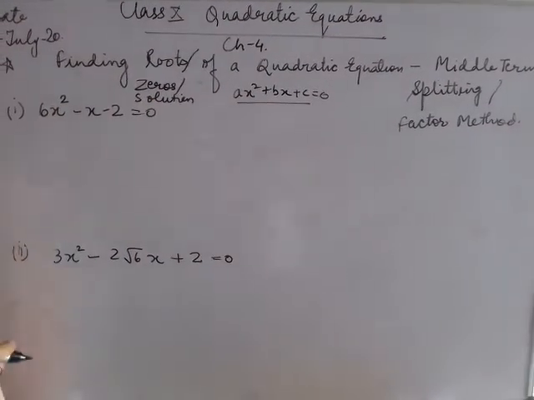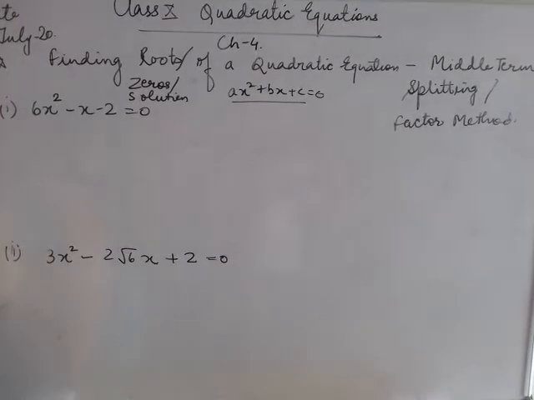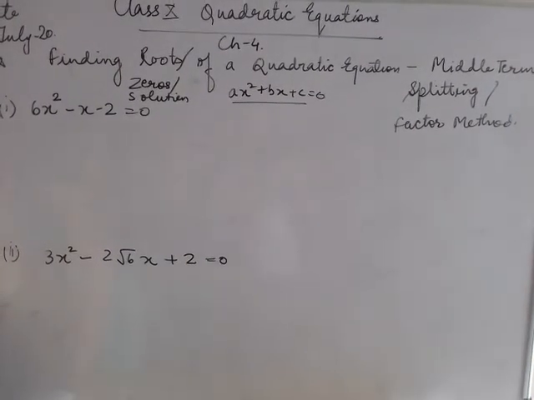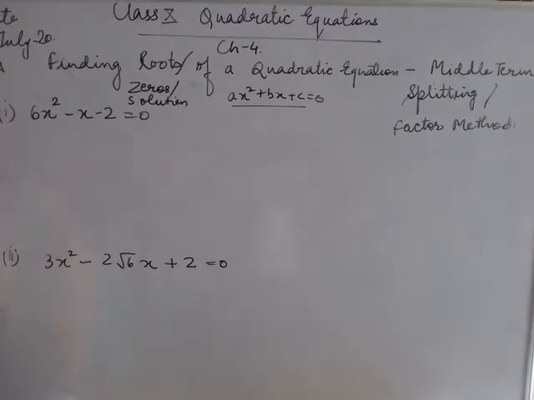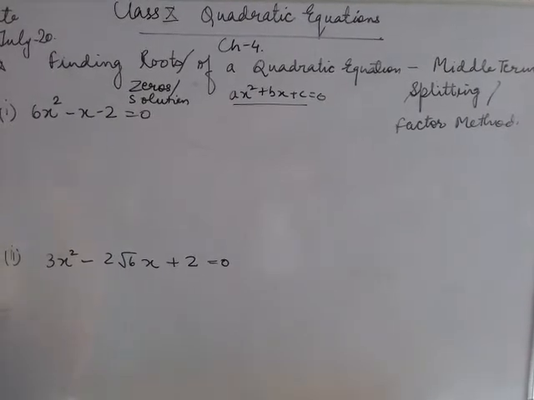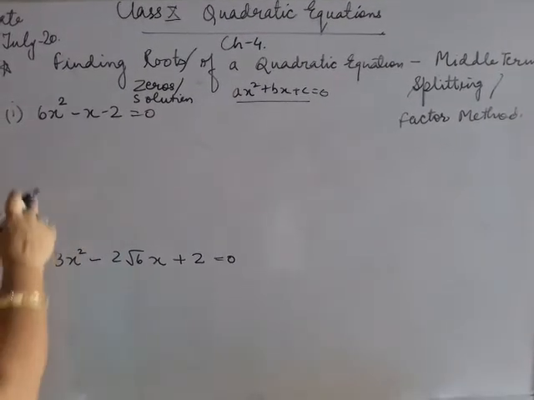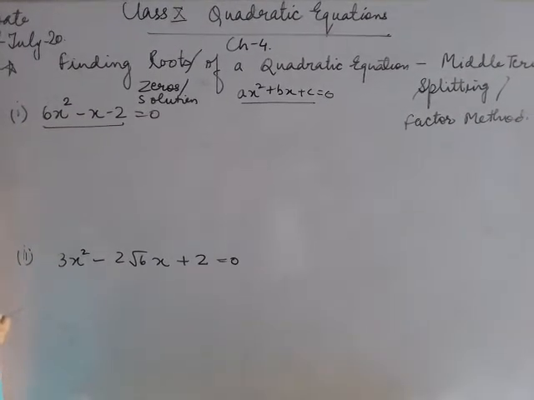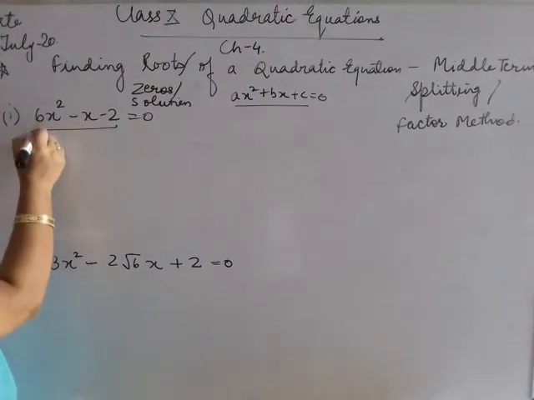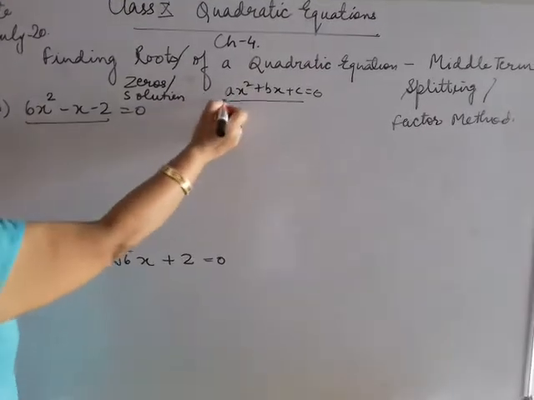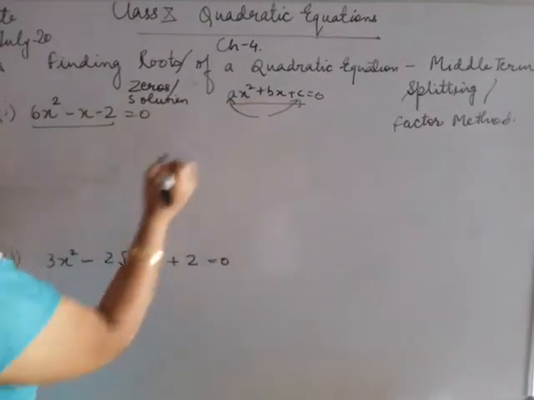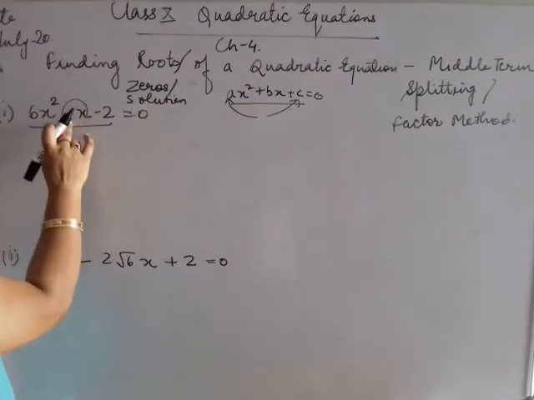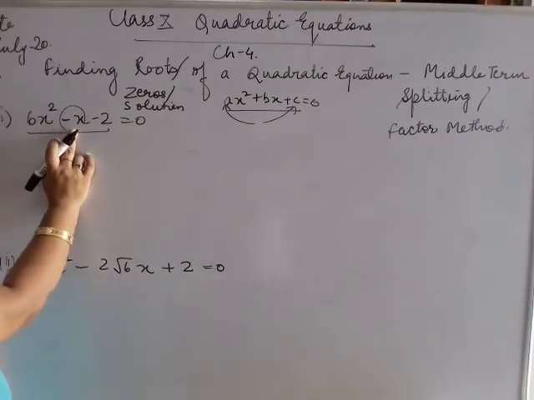Now the first method that we are going to follow is middle term splitting, or the factor method. Middle term splitting is the same method that we have studied in the 7th, 8th and 9th class. So now we have to factorize this 6x square minus x minus 2. Comparing this with ax square plus bx plus c, we have to get the product of a and c, and the subtraction or addition of the middle term should be there.